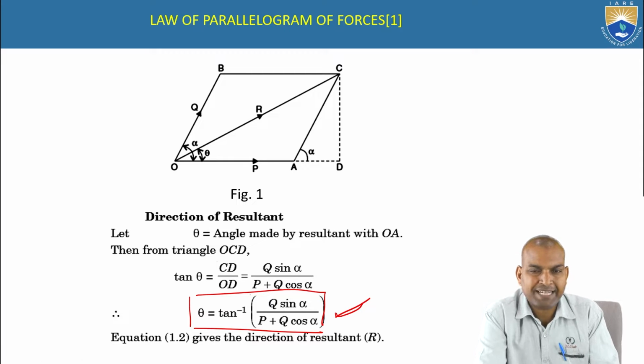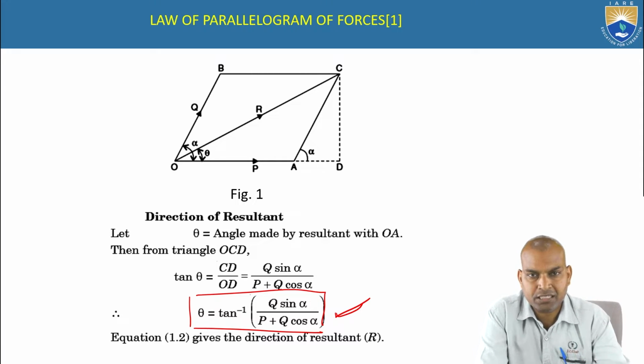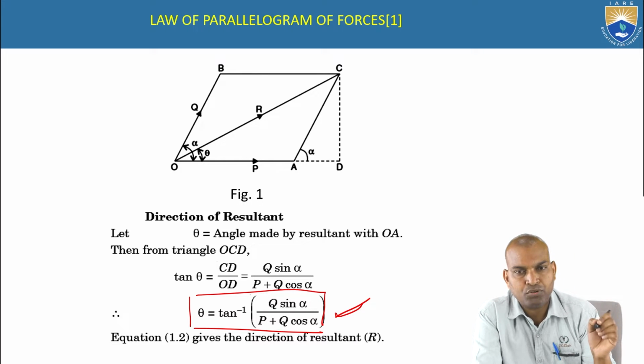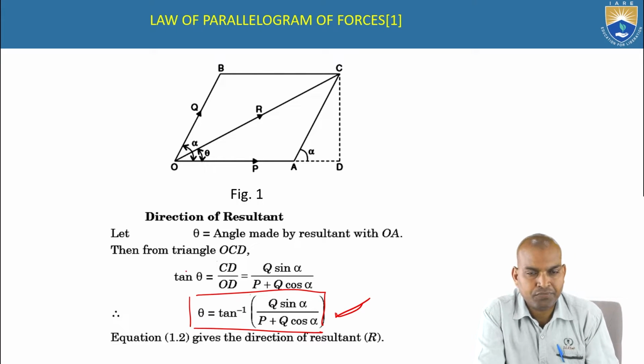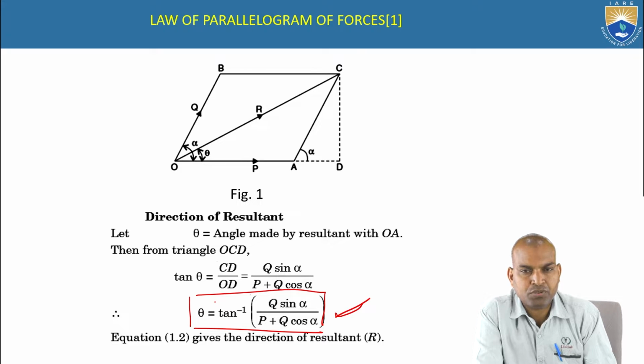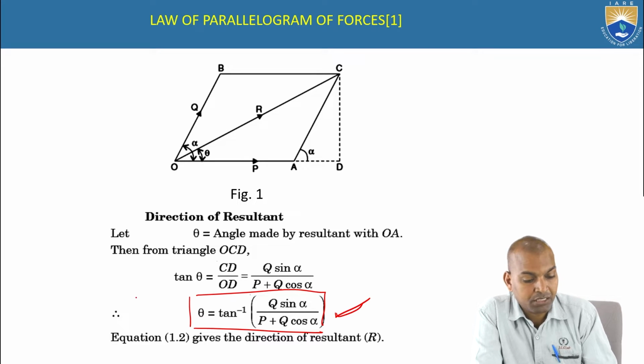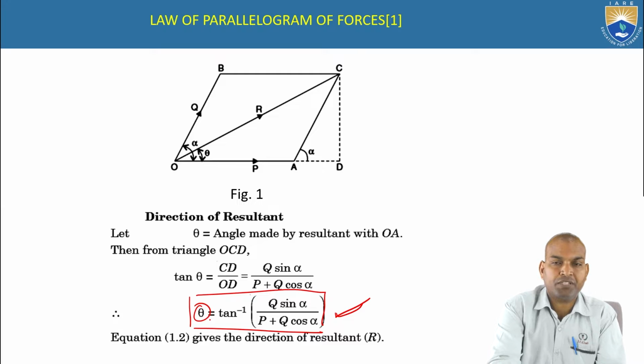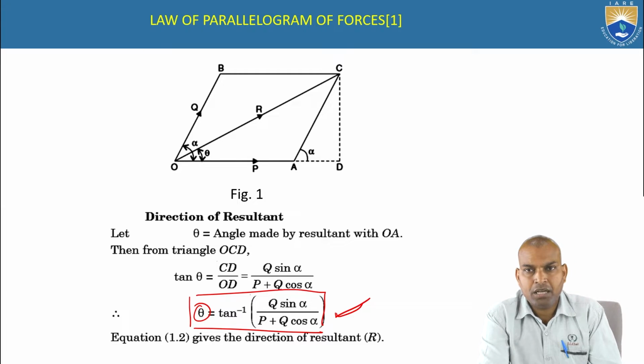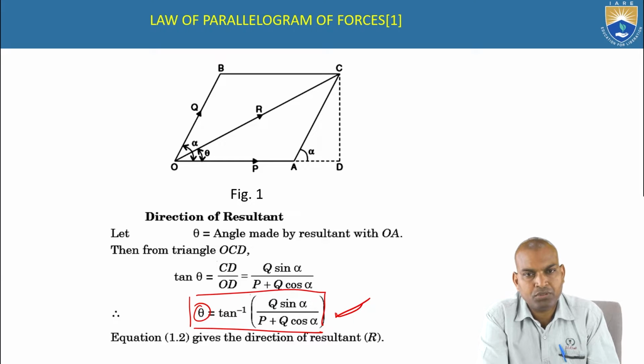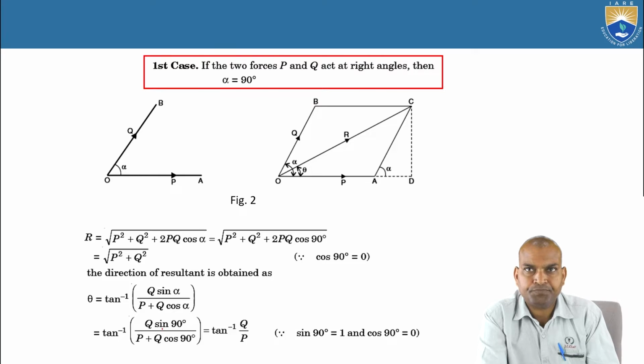What is the direction? At what angle is this resultant force acting? Here, R is the resultant force, which makes the angle theta, that is tan inverse of Q sin alpha by P plus Q cos alpha. This theta is the direction of the resultant R. Now by using these two derived expressions, we are going to calculate some unknowns.